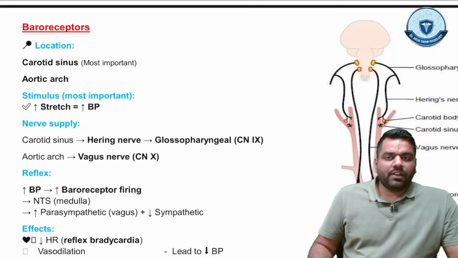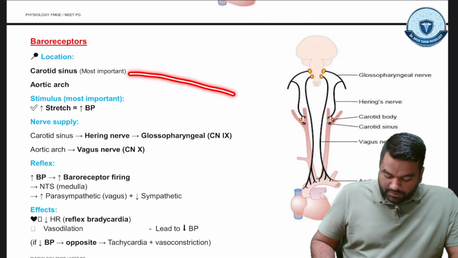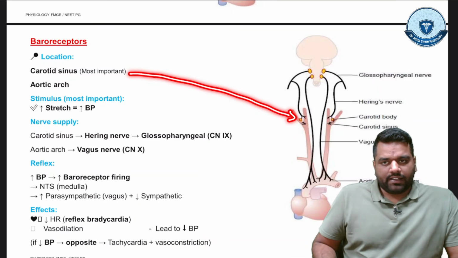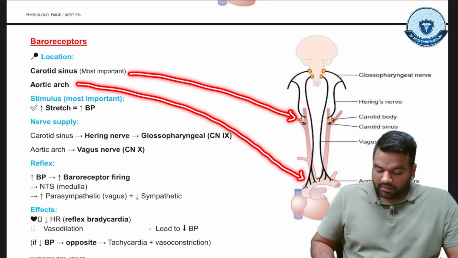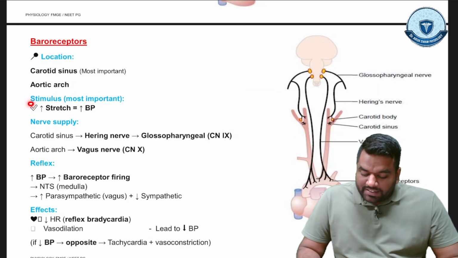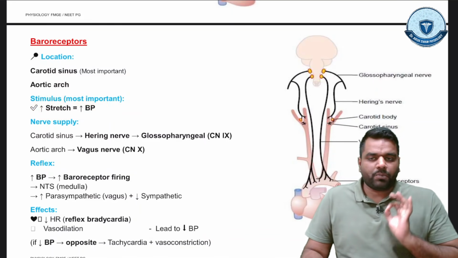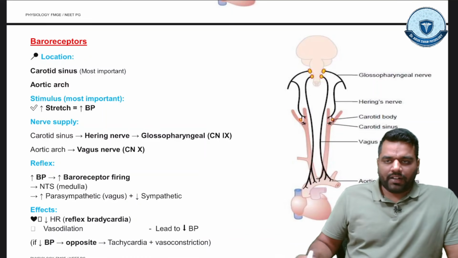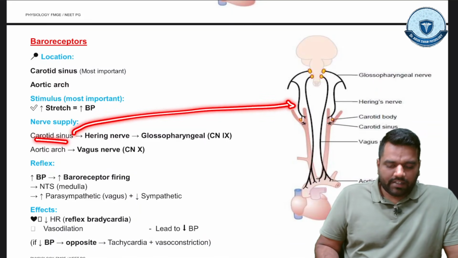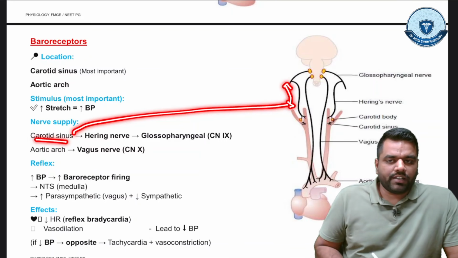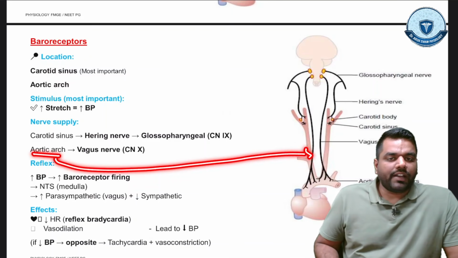Now, please pay attention. If we talk about the location of the baroreceptor, just now I told you, one baroreceptor is situated in the carotid area, in the carotid sinus, and another one at the aortic arch, right? Now the stimulus is increased stretch, leading to increased BP. This is the most important stimulus. The nerve supplying the carotid sinus is the Hering nerve, which is the branch of the glossopharyngeal nerve, and the aortic arch is connected by the vagus nerve.